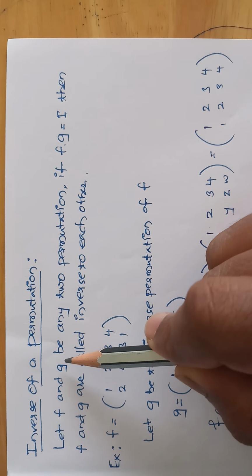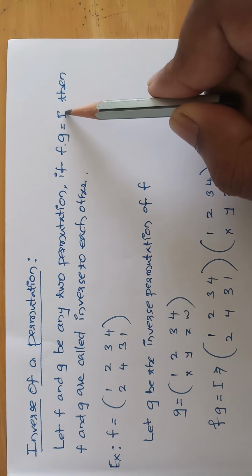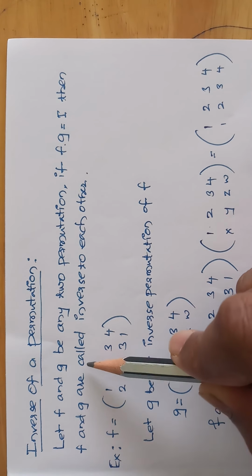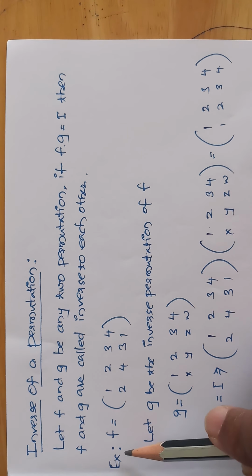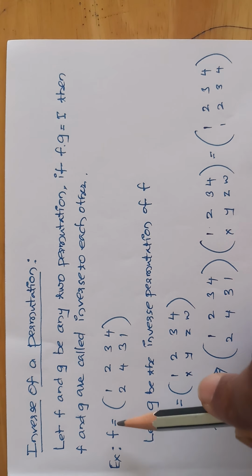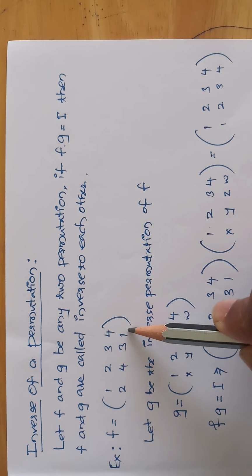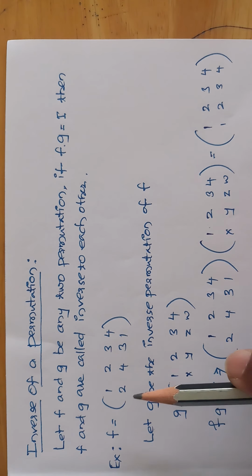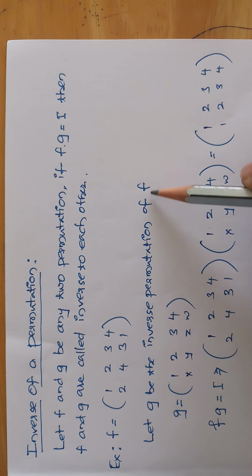So this is the definition. Here we take, let f and g be any two permutations. If f into g becomes identity permutation, then f and g are called inverse to each other. An example: f is equal to 1, 2, 3, 2 goes to 4, 3 goes to 3, 4 goes to 1. Here we have to find f inverse. So I am taking g as the inverse permutation of f.